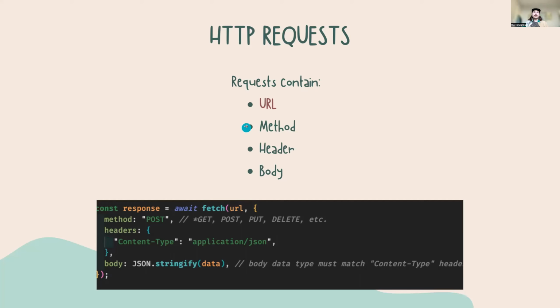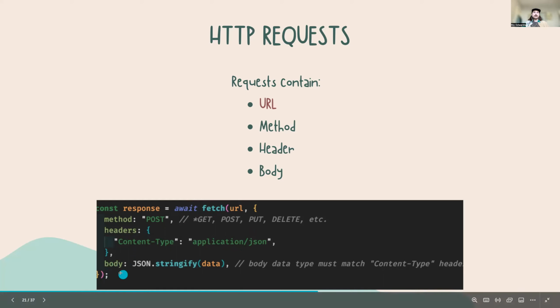Then there's the method, which you can specify like this. It can be post, get, put, delete, etc. You can specify a header. Generally, the only thing you need to know for now is that the header can specify the type of content that you want to get back. So here I'm saying I want the content type to be application/JSON. That is how you specify in the fetch API that you want JSON data from the server or from the API.